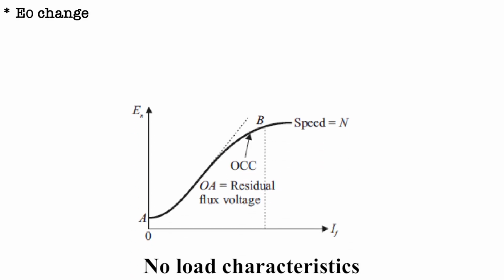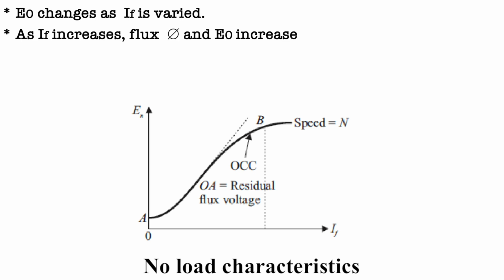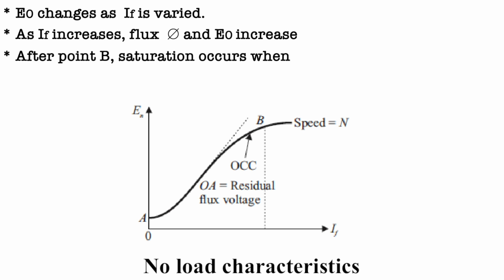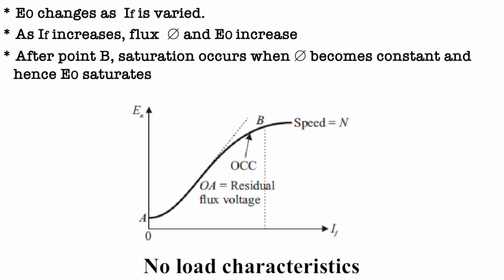As the field current IF is changed, the induced EMF E0 also changes, which is measured on the voltmeter connected across the armature. As IF increases, flux phi increases and E0 increases after point B. As you can see, saturation occurs, so the phi becomes constant and hence E0 saturates.